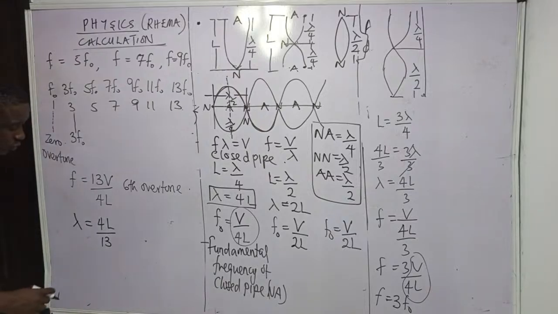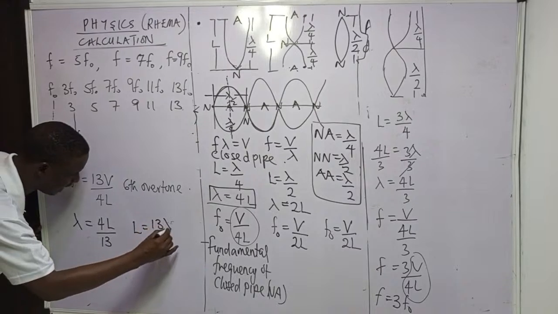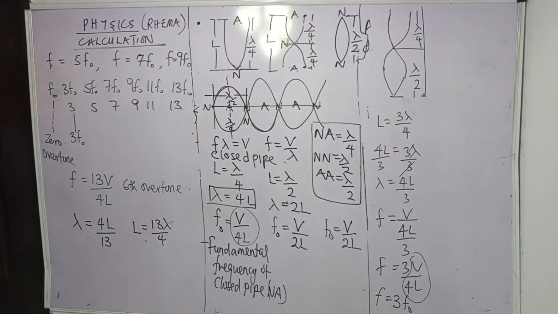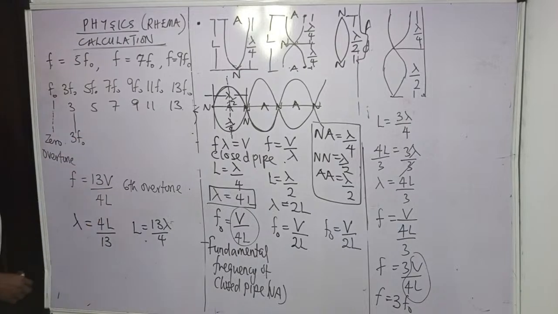So now, what will be my length? If I ask you for length, length will be equal to what? 13 lambda over 4. It's very easy to find length. That means from this shortcut formula, you can get your wavelength.